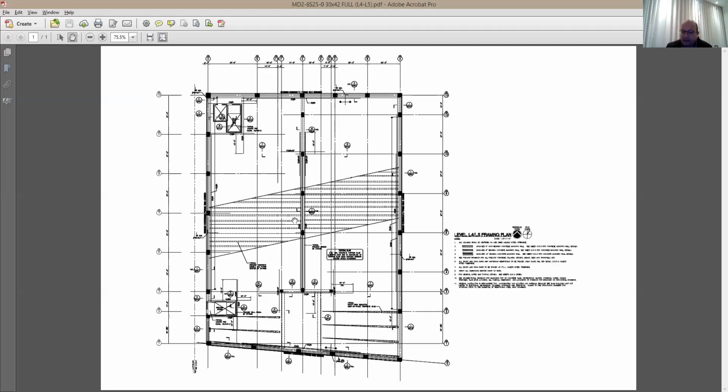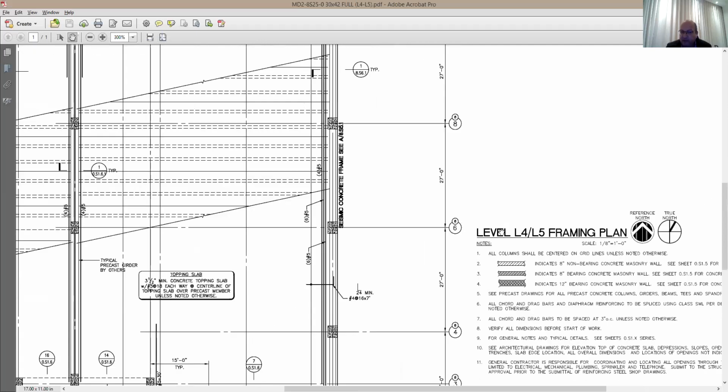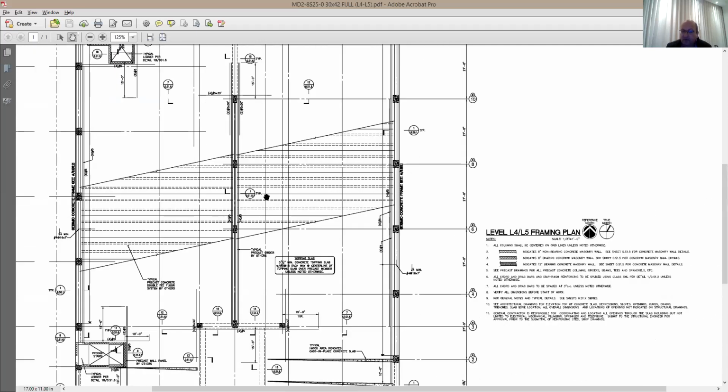Now let's look at the next two levels. Same thing, exactly the same thing. It's gonna be level 4 and 5. I'm gonna be interested in designing one of these double T's, and this is what I'm gonna start with.